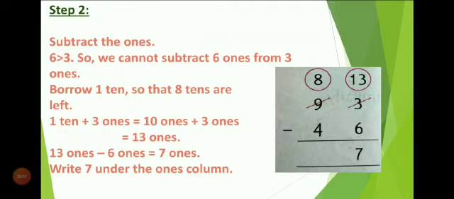Then, we will add 1 ten and 3 ones. We will get 13 ones. It means 3 will become 13. Then we will subtract 6 ones from 13 ones. We will get 7 ones. So, we will write 7 under the ones column.